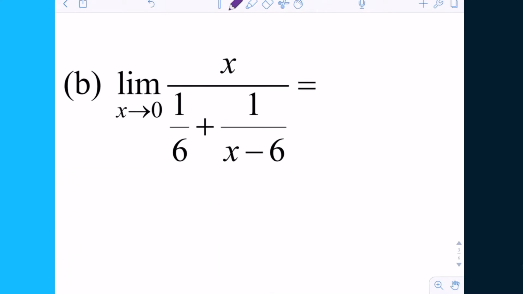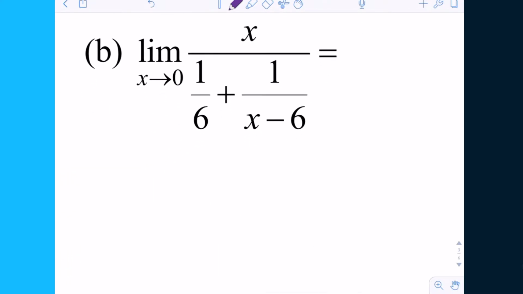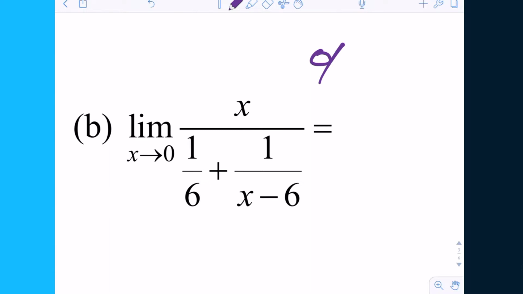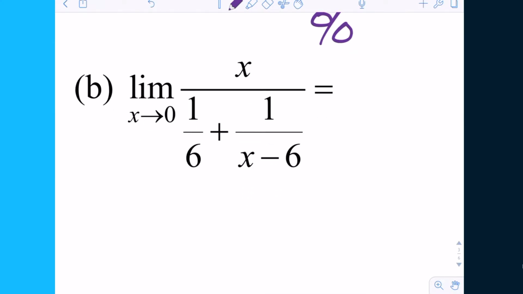Okay, letter B. The limit as x goes to 0 of x over that. That looks like a complex fraction because it's written in the horizontal bars, not the slant. But let's plug in first. Let's plug in a 0. We're going to get 0 on the top and 1/6 minus the 6. That's 0. Alrighty. 0 over 0. Are we sad about that? Heck no. The park is open, right? Let's go. Complex fraction. Maybe eradicating the complex fraction will work.